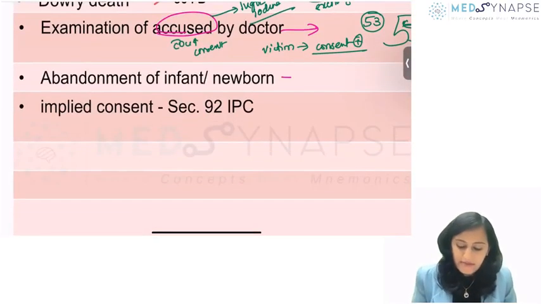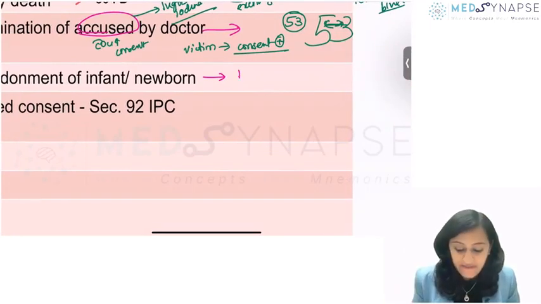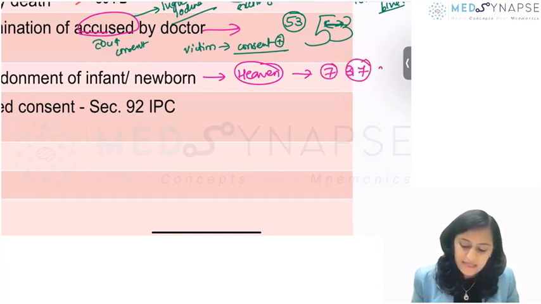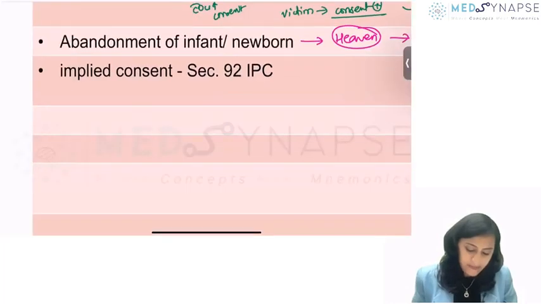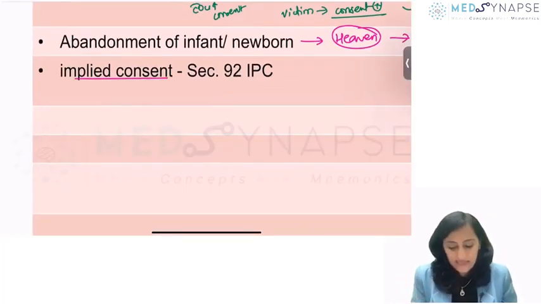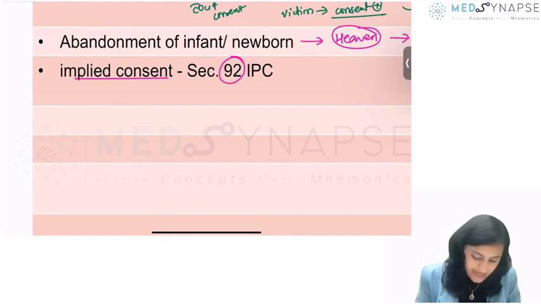Next is abandonment of infant or newborn. You are abandoning the infant or newborn for heaven's sake, Bhagwan ke bharose. Remember, heaven is 7. This is going to be 317. Implied consent means no consent is required. Nahi do is 92.